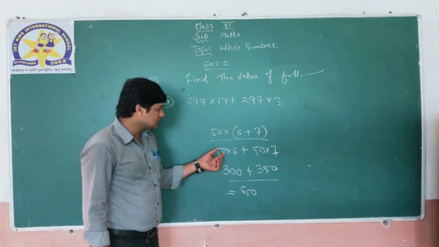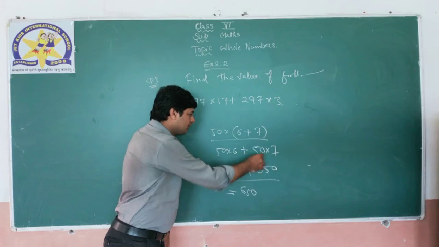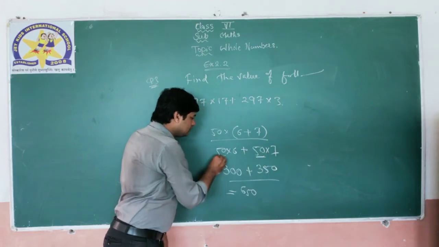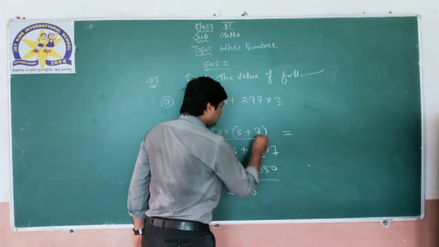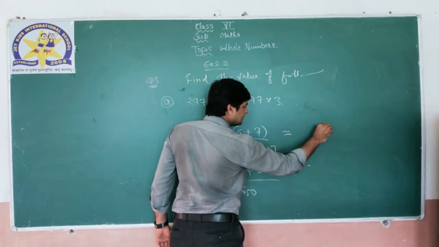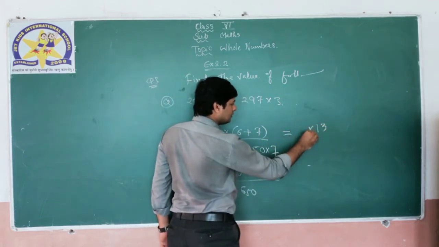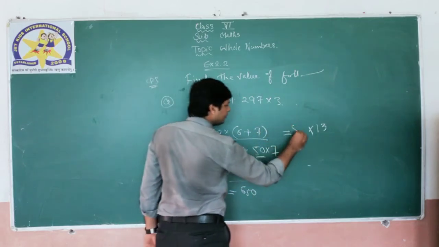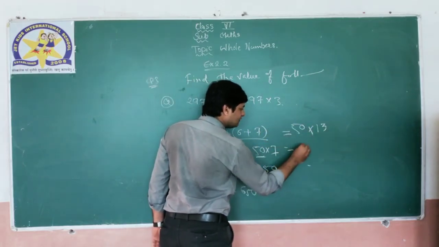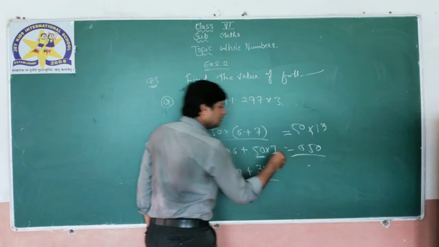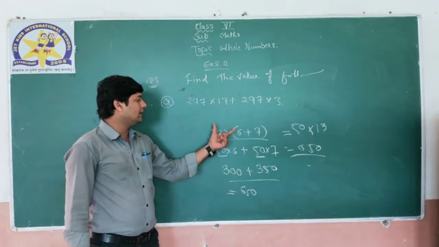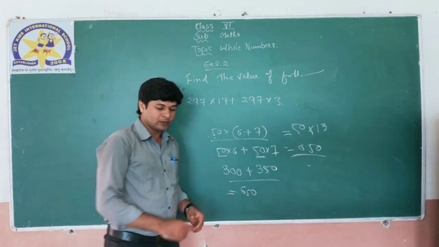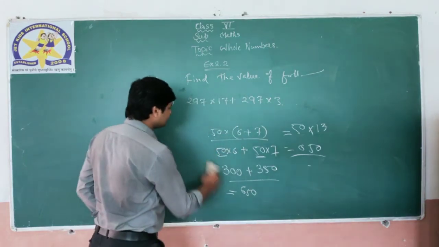So what did we do here? We just took 50 common, and we directly did 6 plus 7, that is 13. 13 fives are 65, and 1 zero added. So this thing we are going to solve here by making such a situation. How are we going to do this? Just pay attention.